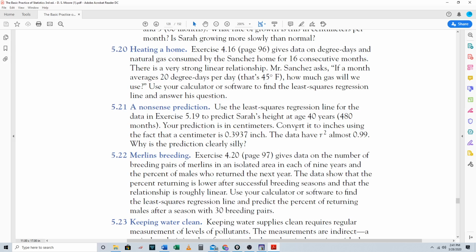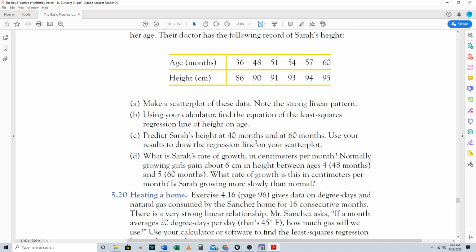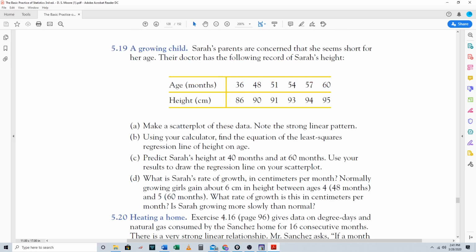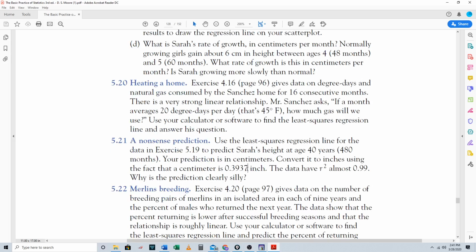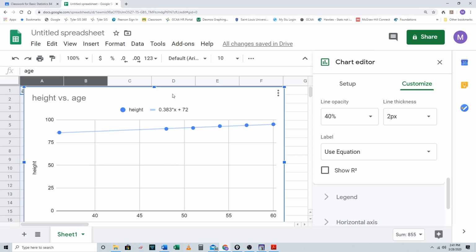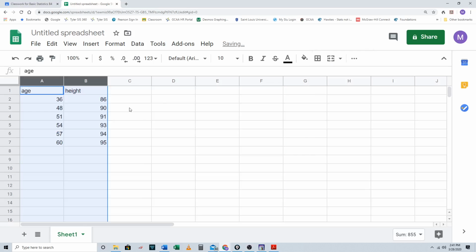By the way, convert to inches means you need to multiply all these by this rate right here. You can do that on Google Sheets, so let me go to Google Sheets. I'm going to delete this.